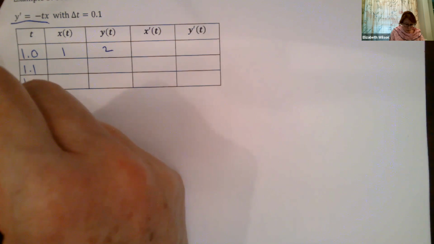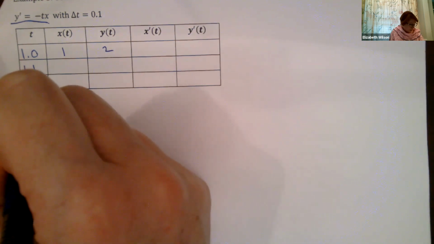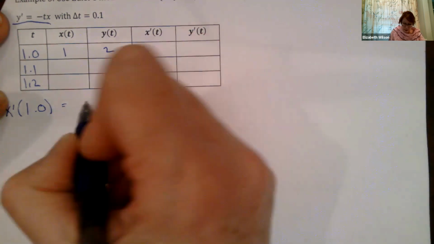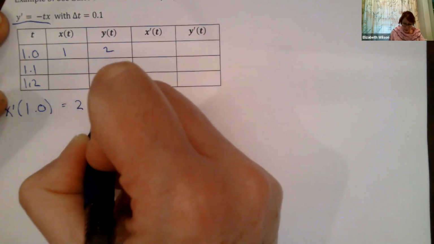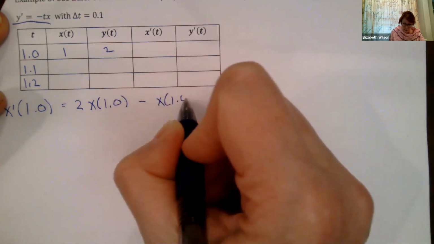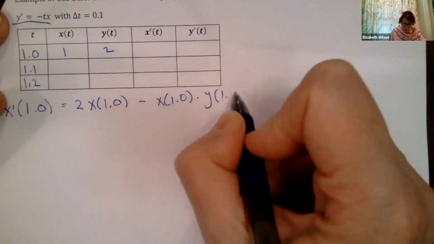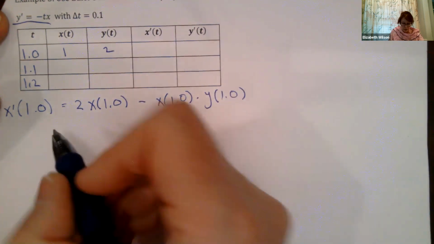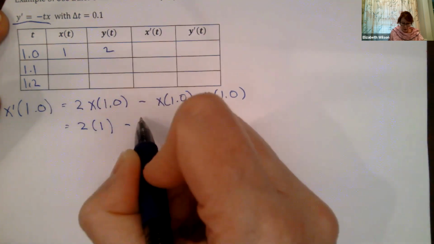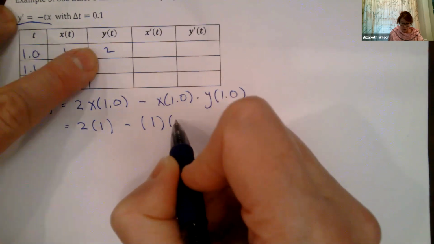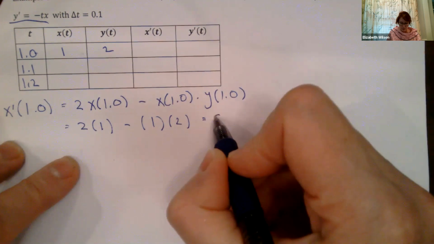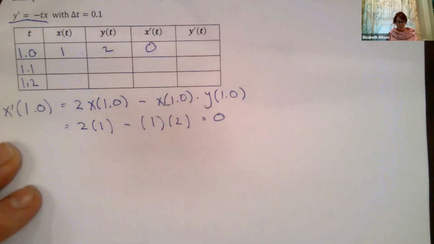So I'm going to say x prime of 1.0 is equal to, my derivative for x prime is 2 times x of 1.0 minus x of 1.0 times y of 1.0. Right? These are function values that I'm going to plug in. So 2 times x of 1.0 is 1 minus 1 times 2. Okay, so 2 minus 2 is equal to 0. So put a 0 there.